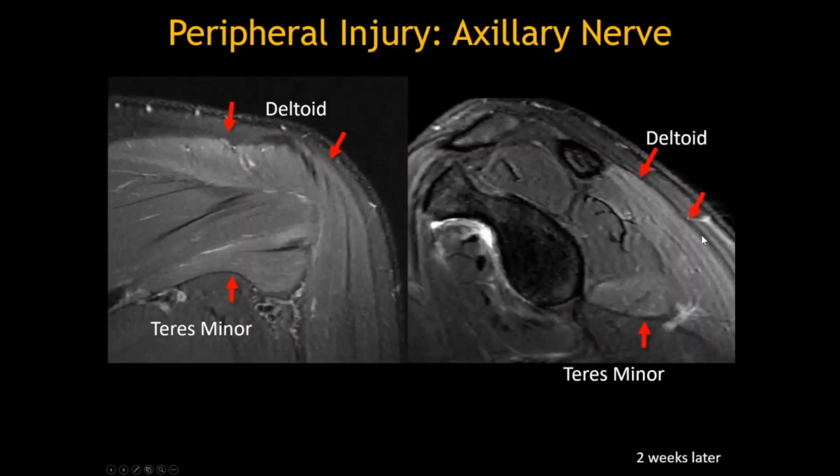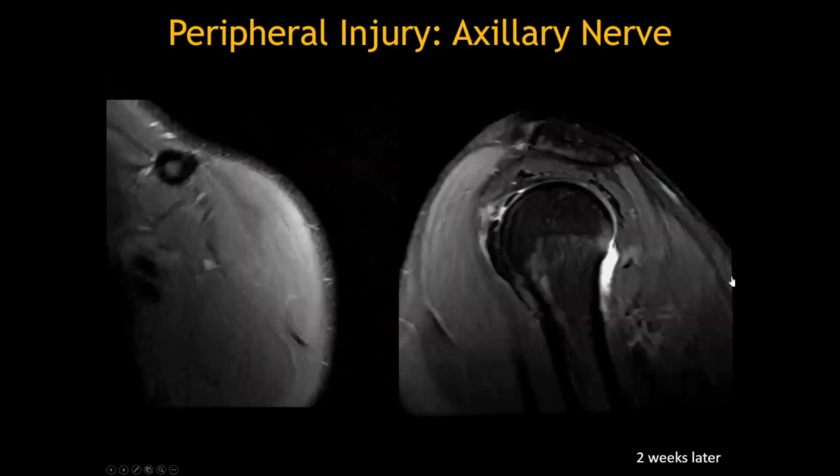So here is the subsequent MRI in that same patient who suffered the glenohumeral dislocation. And you can see the characteristic denervation edema, this time involving the teres minor and the deltoid muscle. You can see that there is relative preservation of the suprascapular nerve muscles in this case.